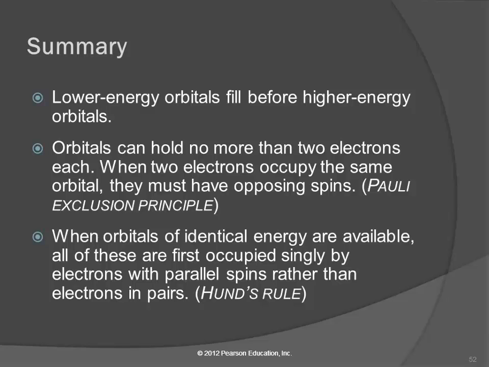Orbitals can hold no more than 2 electrons each. If they have 2 electrons, they have to have opposing spins, and that's known as the Pauli exclusion principle. When you have orbitals of identical energy, so the 3p orbitals in any level, 3p or 4p or 5p, those 3p orbitals are going to be the same energy.